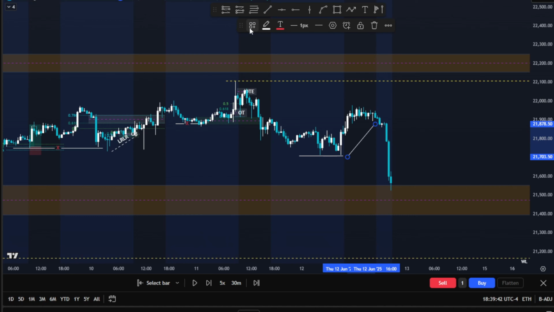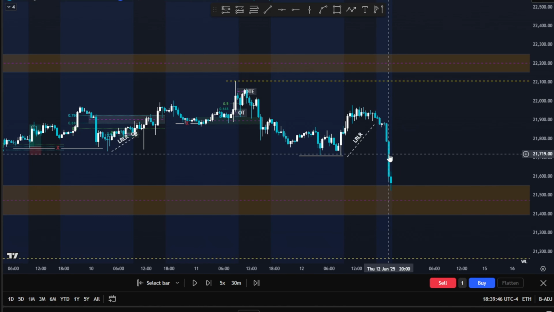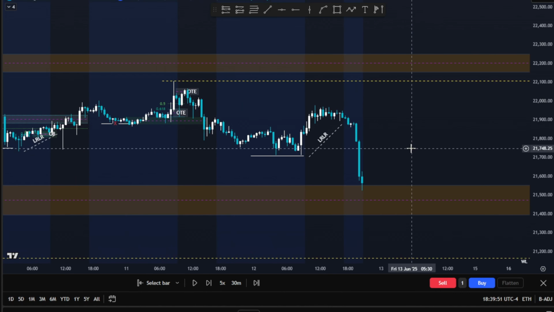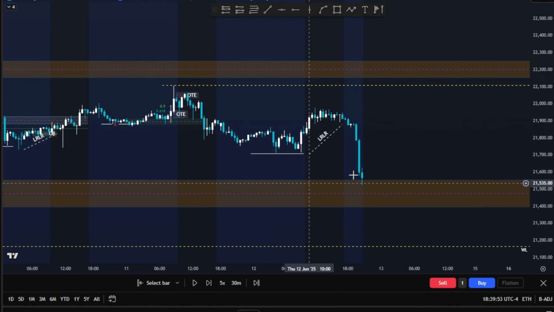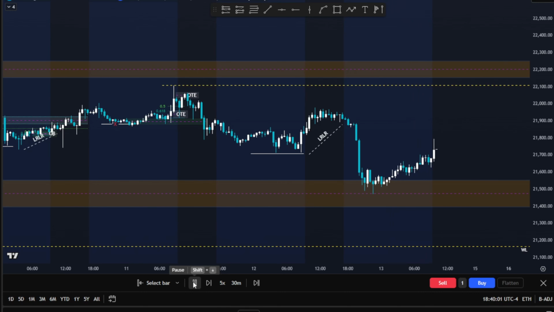All these are lower resistance that got swept during the outside trading hours. So on Thursday, there's really no setup, and then Friday there is a setup to be taken. I'll show you the setup you could have taken.